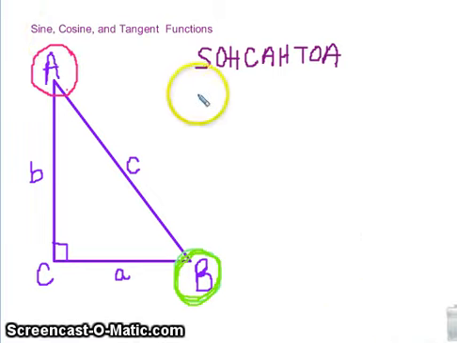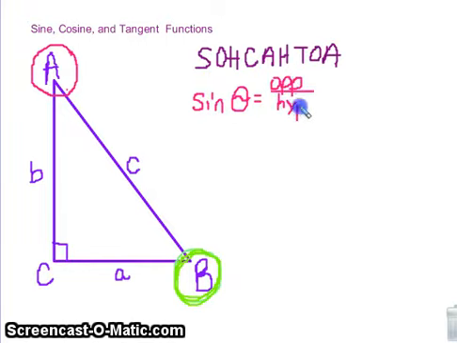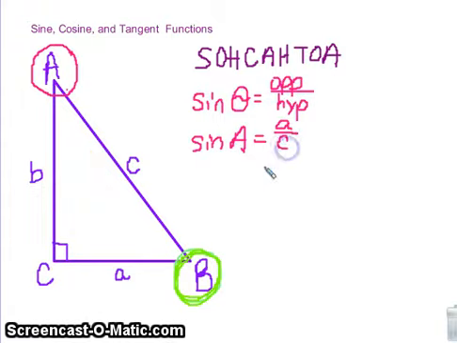If I want to write the sine of angle A, I first am going to write that the sine of theta, meaning the sine of any angle at all, is equal to opposite over hypotenuse. The sine of angle A, however, what side is across from angle A? A. And what is my hypotenuse? C.